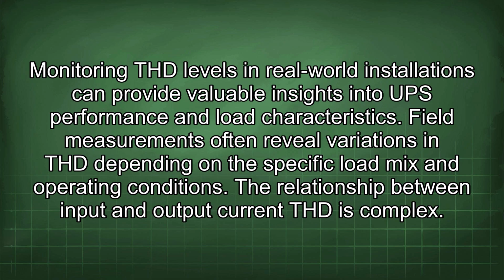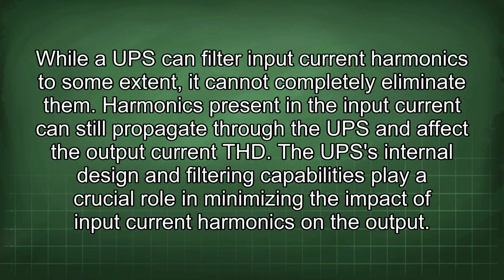The relationship between input and output current THD is complex. While a UPS can filter input current harmonics to some extent, it cannot completely eliminate them. Harmonics present in the input current can still propagate through the UPS and affect the output current THD. The UPS internal design and filtering capabilities play a crucial role in minimizing the impact of input current harmonics on the output.